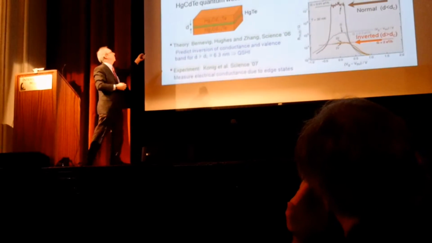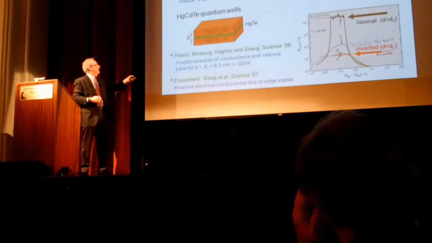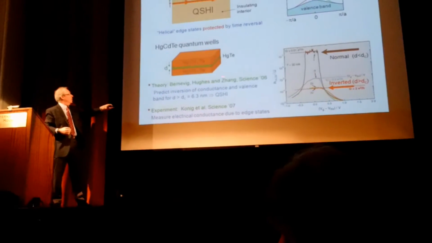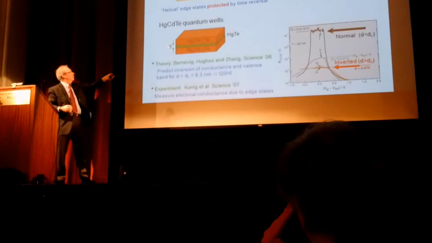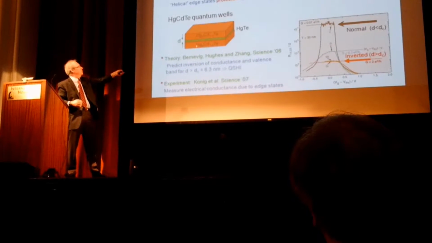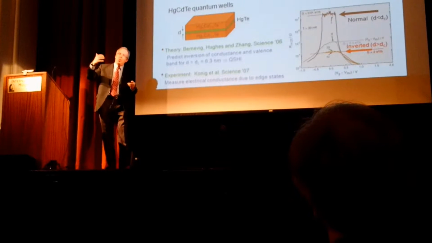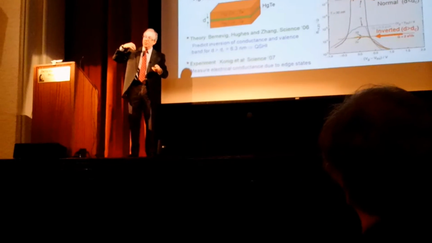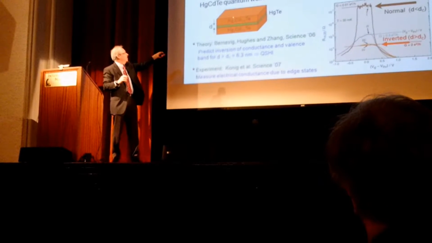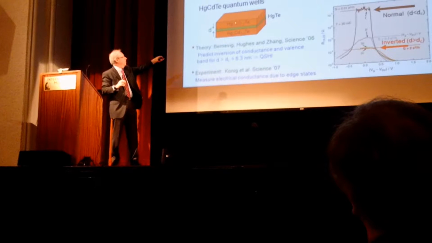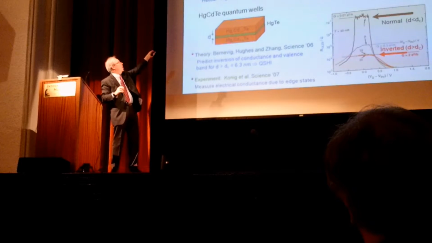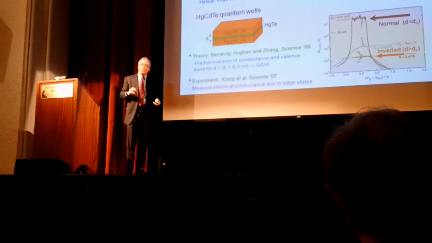We first had this toy model idea, but shortly after that, Xiaoliang Qi, Shoucheng Zhang and his collaborators introduced a beautiful system that this can happen in, which is basically mercury cadmium telluride, a well-known semiconductor material that has a very strong spin-orbit interaction. They showed that if you make a sandwich-type structure with mercury cadmium telluride and mercury telluride, this two-dimensional layer can exhibit this quantum spin Hall effect with these protected edge states.